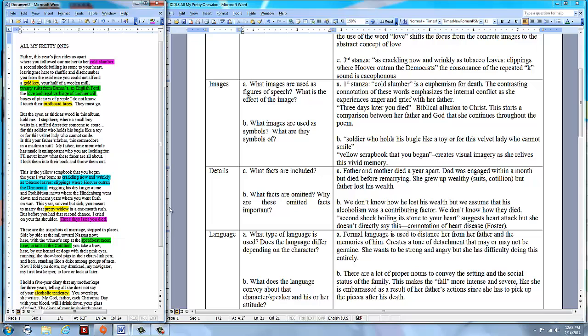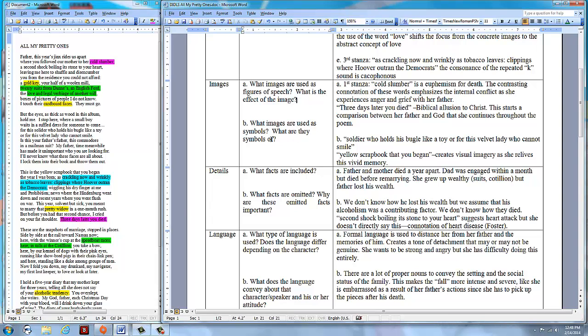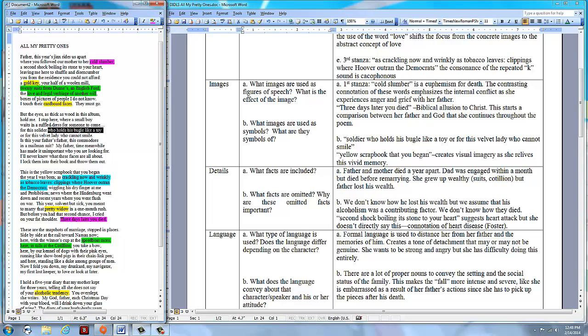Letter B wants you to look at images that are used as symbols. The simile we talked about that stood out to us in the first impressions, the soldier who holds his bugle like a toy, or for this velvet lady who cannot smile. We felt that those symbols were people in the past who she doesn't know, and this is symbolic of her father. She doesn't know her father, and she doesn't know these images that her father was holding on to. Who is his family, or who is he, and trying to define him in that manner.